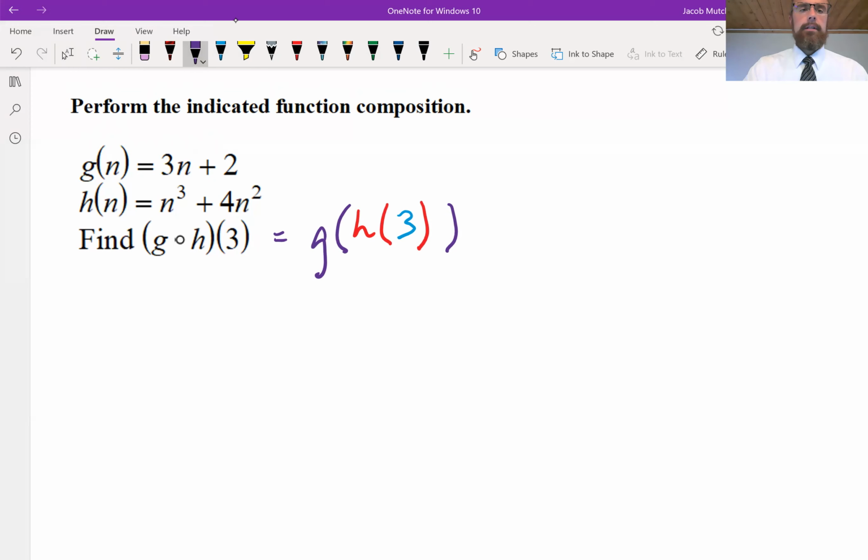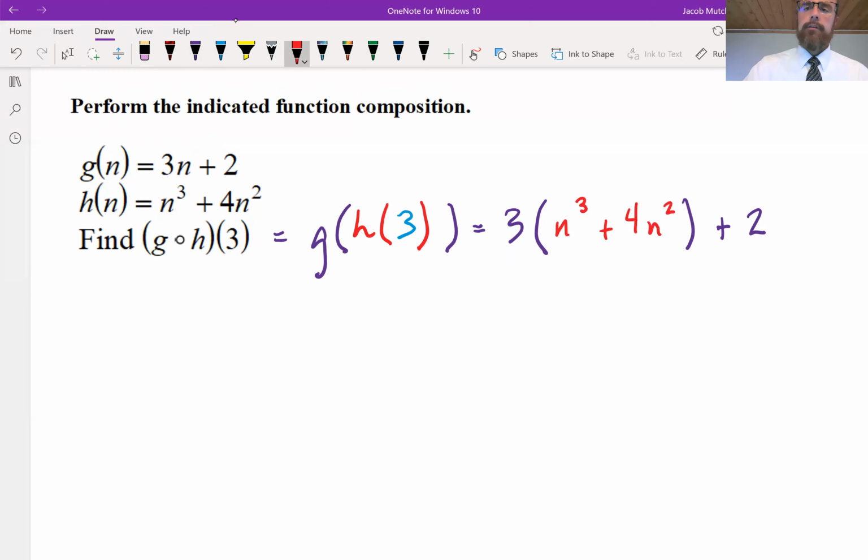Let's calculate this direction. So I'm going to leave the g function as the overarching function. 3, where I see n, I'm going to leave a gap. I'm going to sub in the f function there where there was just n. I'm sorry, the h function. So that's going to be n cubed plus 4n squared.